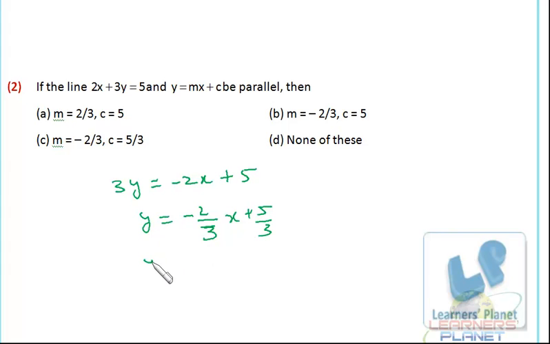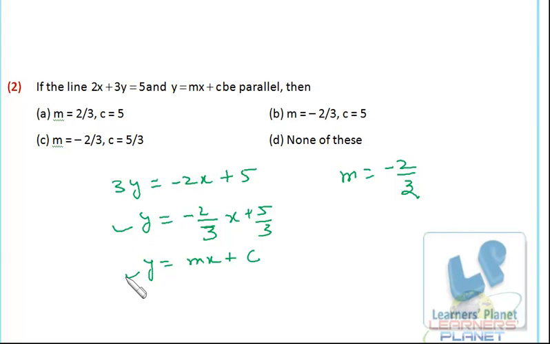Now you can make a comparison. y is equal to mx plus c. So m is minus 2 by 3. So the slope of this line is minus 2 by 3 and the slope of this line is m. Now if these two lines are parallel, that means their slopes must be equal, right? So m is equal to minus 2 by 3, right? So slope must be minus 2 by 3.